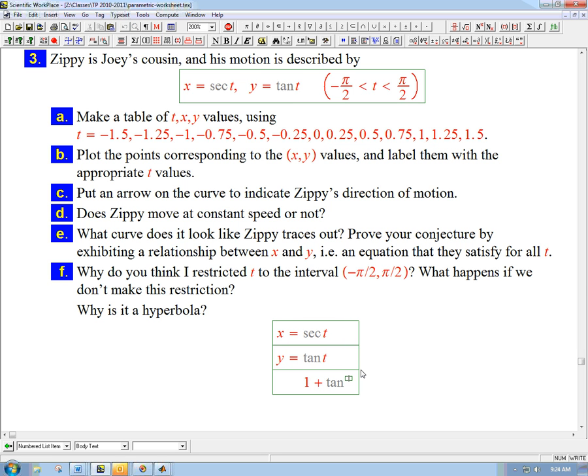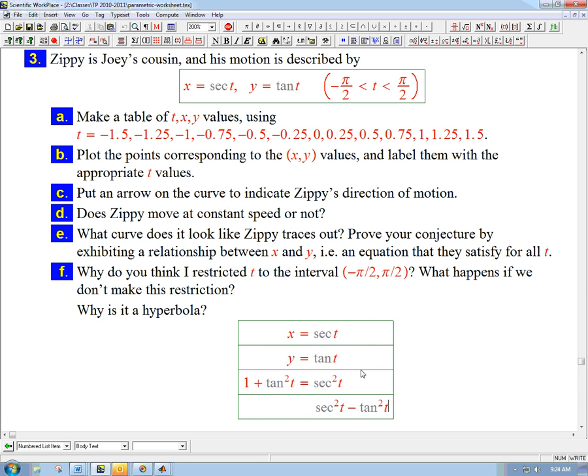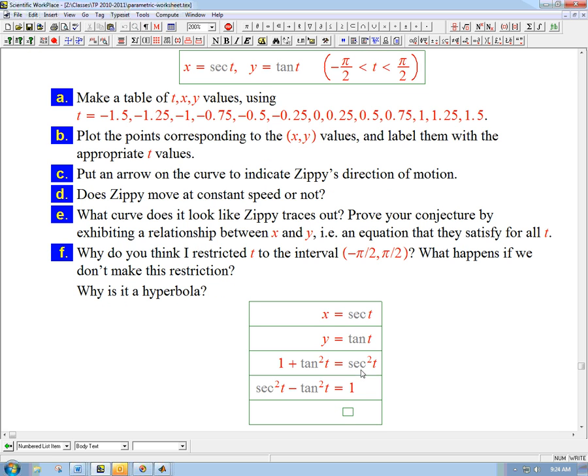1 plus tangent squared t was equal to secant squared t. Or I'm going to put the secant and tangent on one side. Secant squared t minus tangent squared t, that's going to be equal to 1. Oh, that's interesting. So if I have an x and y pair where x and y were created as the secant and the tangent respectively of the same number, then x is going to be secant t, y is going to be tangent t, and x squared minus y squared equals 1.